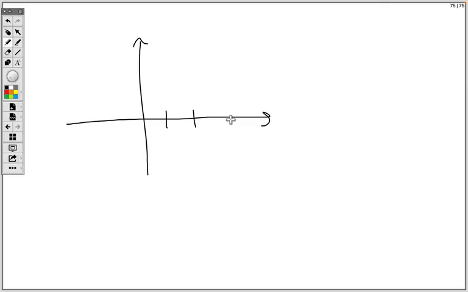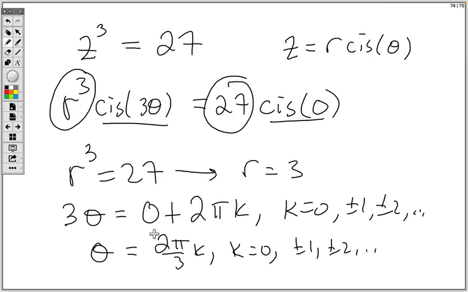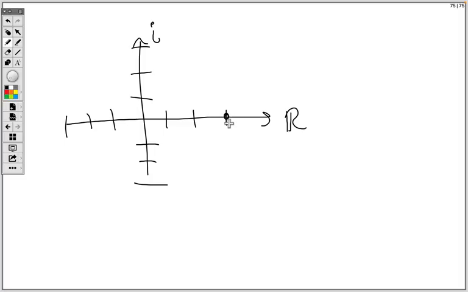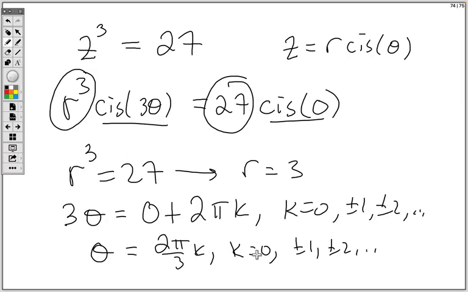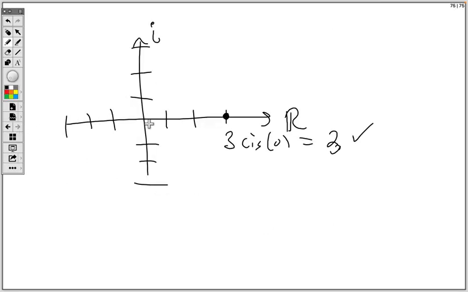So r equals 3. That means we're on the circle of radius 3 here in the complex plane. When k is 0, I get 0. So here's one of them. That would be the point 3 cis 0, which is my real cube root, 3. Then when k is 1, I'd be at 2 pi over 3. That would be over here. 3 cis 2 pi over 3.